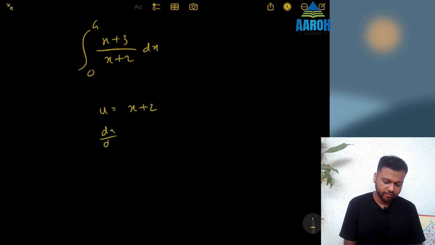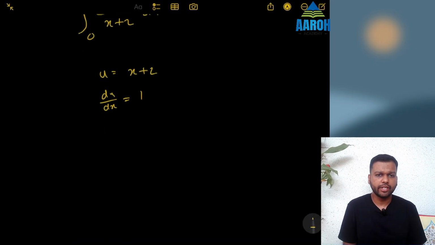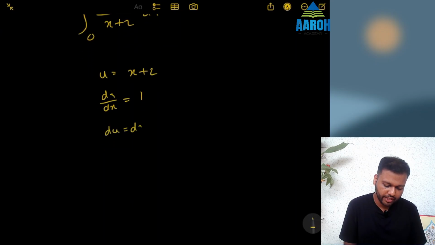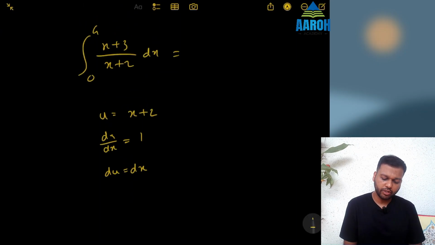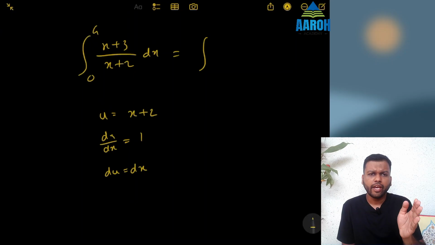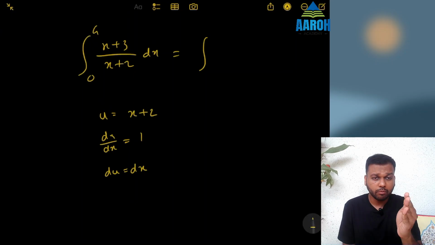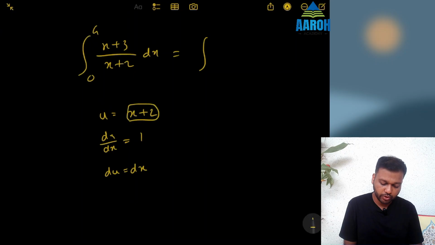Then du by dx will be what? 1, because derivative of x is 1. That means du is equal to dx. So we can just substitute now. Integration of x plus 3 will be what? x plus 2 plus 1. That means x plus 2 is u. So (u plus 1) upon x plus 2, which is u, and dx is equal to du.